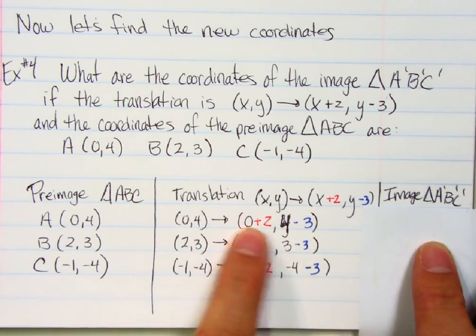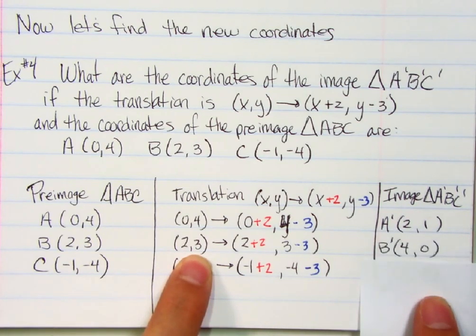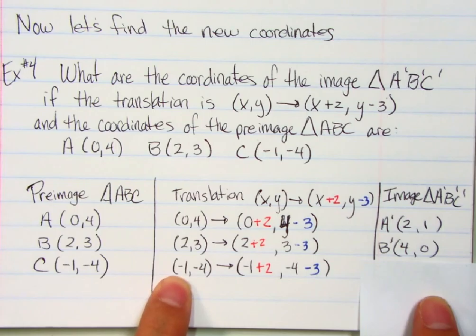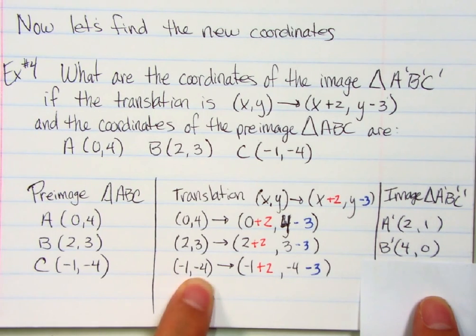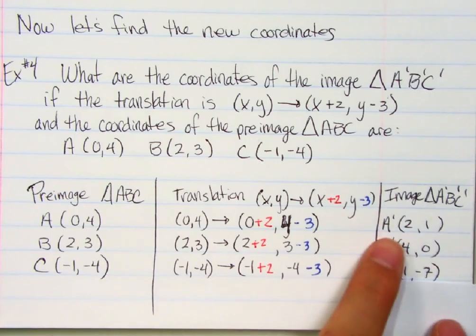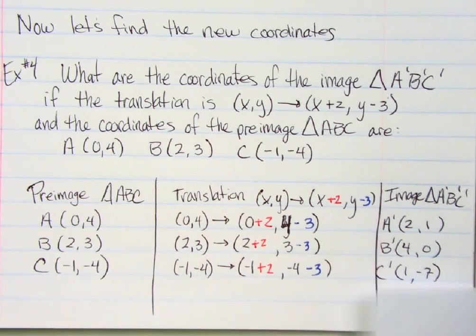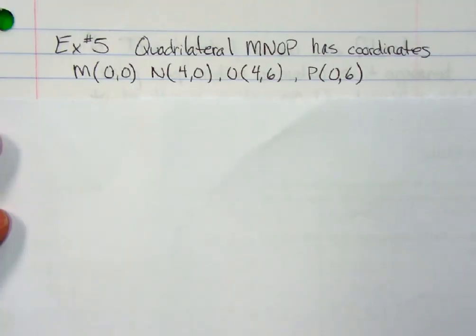So 0 plus 2, 4 minus 3, that gives you (2, 1). That's A prime. Next point, (2, 3). So 2, add 2 to it, 3 minus 3, I get (4, 0). Last one, negative 4, I add 2 to it, negative 1, I subtract 3 from it, and I get that value. So there you go. You went from your pre-image to your image. This is before, translation, and after. All right, for this one, we're actually going to graph it.